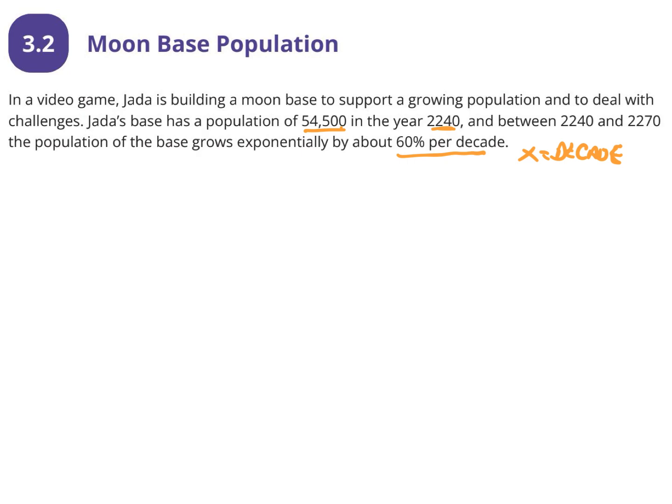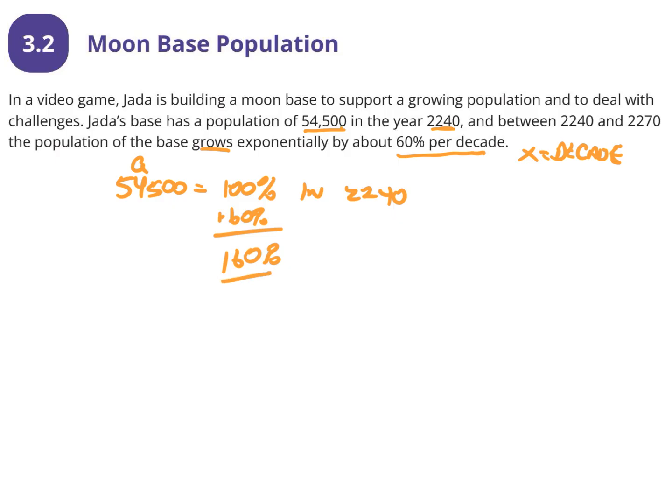60% is not our growth rate. We know it grows. 54,500 equals 100%. 54,500 is our A. That's 100% in 2240. Okay, so we get 100% plus 60% because that's our growth percentage. That gives us a growth factor of 160%. We're going to divide this by 100 to get 1.6. This is our B.